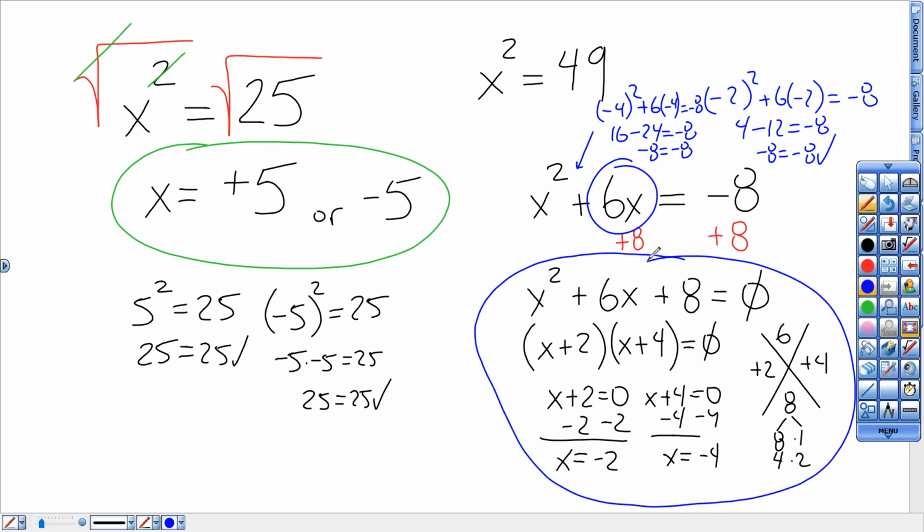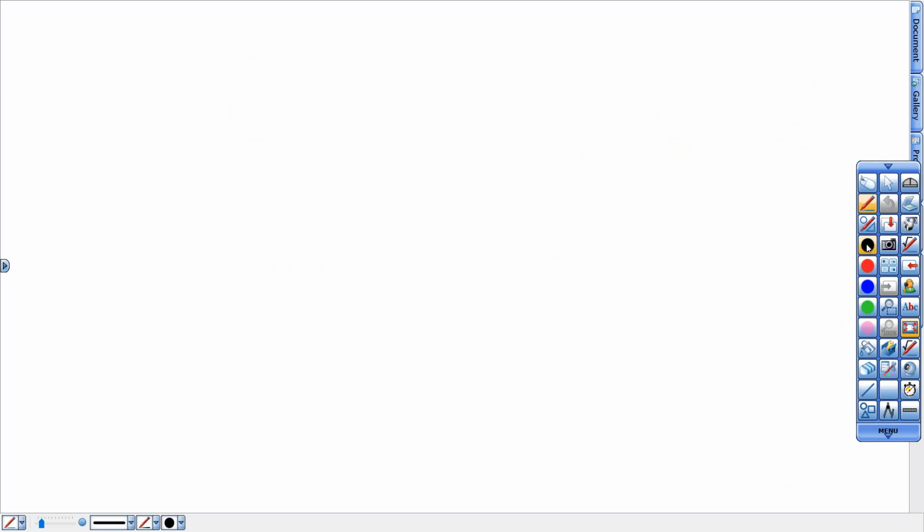So knowing that, try this problem on your own. Solve this by factoring. x squared plus 3x equals 10. See what two answers will satisfy that.